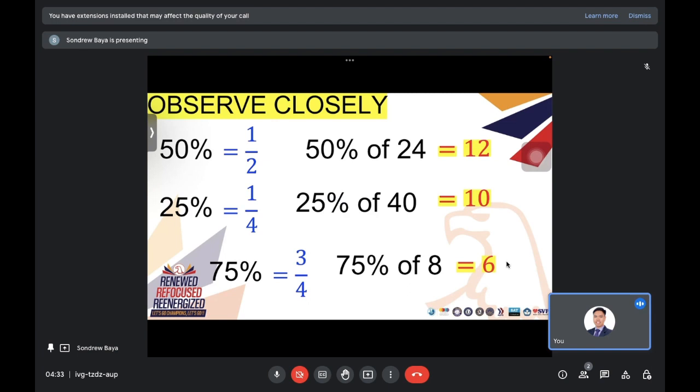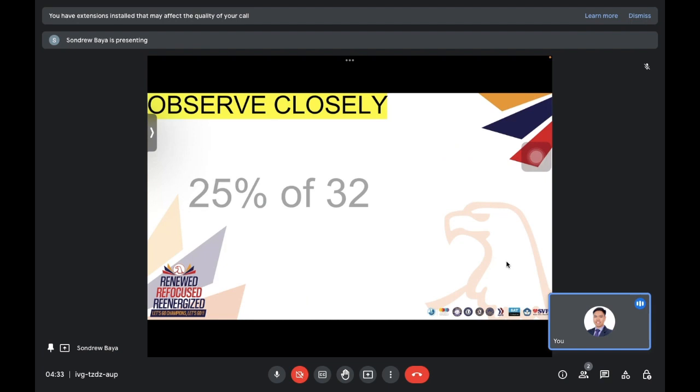So these are common percentages. All right, let's apply. 25% of 32. Remember, 25% is 1/4. So just simply divide by 4. This gives us 8. 75% of 16. This is 3/4. Divide by 4 first, then multiply by 3. So divide by 4, this is 4, times 3 gives you 12.